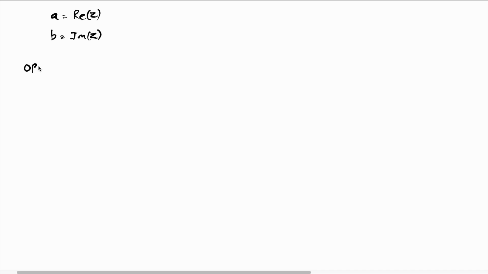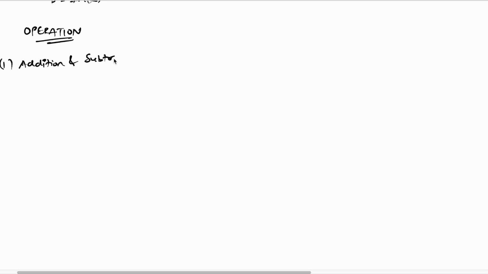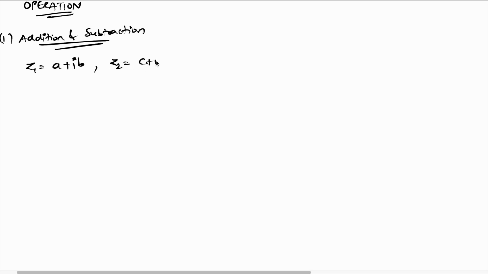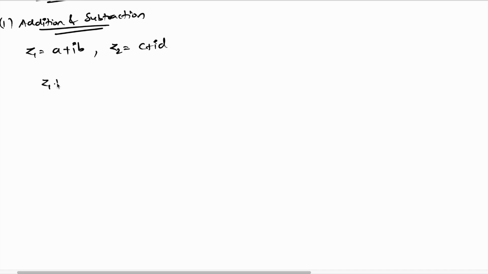So the first operation which we'll understand in complex numbers is addition and subtraction. If I have a complex number a plus ib, and a second complex number z2, which is c plus id, adding the two complex numbers is a pretty easy task. I'll add the real part with the real part and the imaginary part with the imaginary part. So this will become a plus c plus i times b plus d.